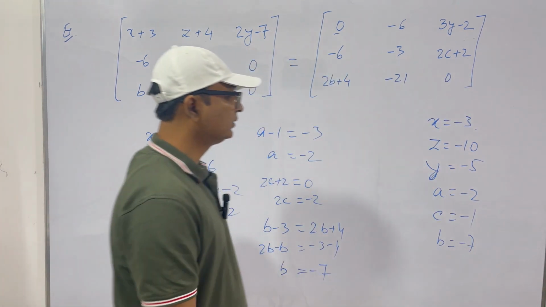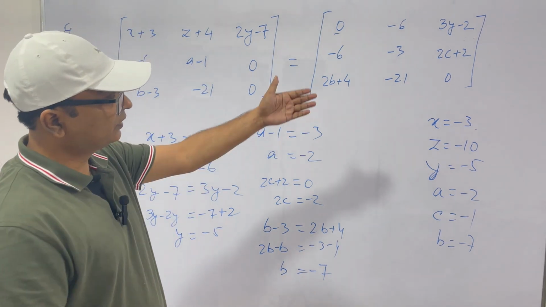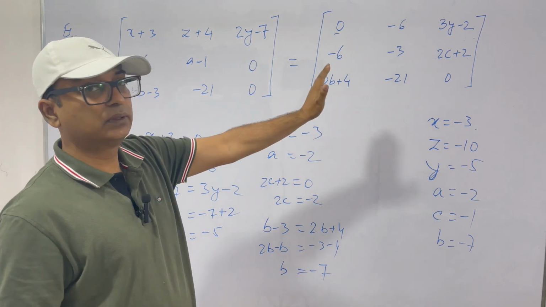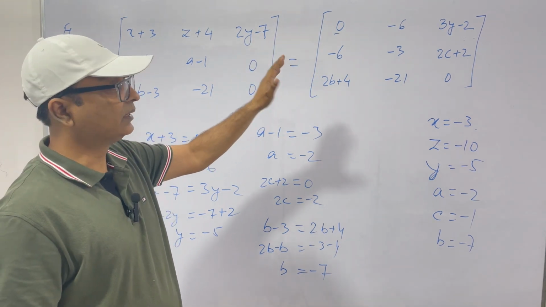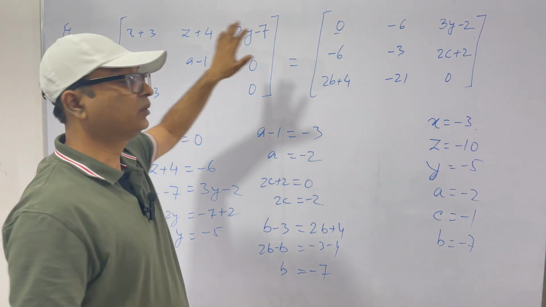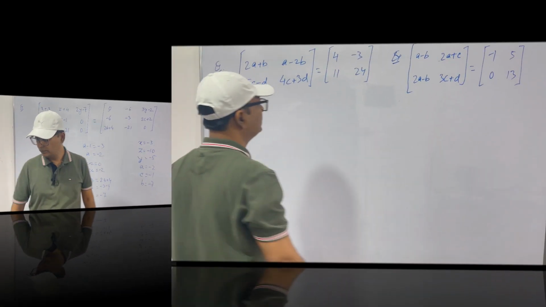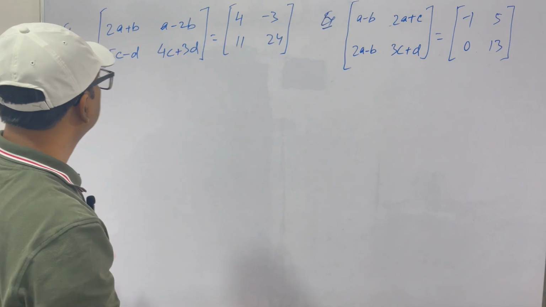So we have found the value of the variables x, y, z, a, b, c equal to these values. The two matrices will be equal, and since we have been given that the matrices are equal, we have equated them. Clear? So we have two more examples.